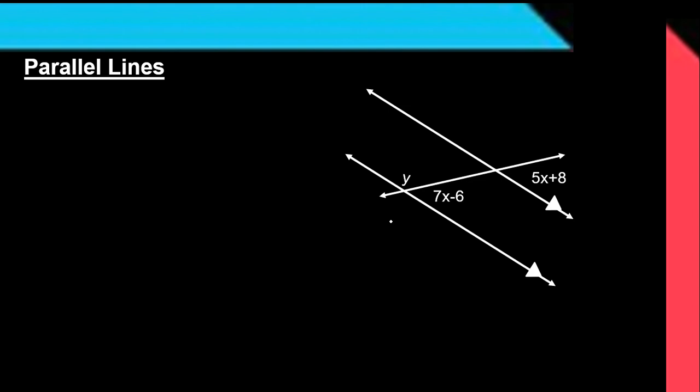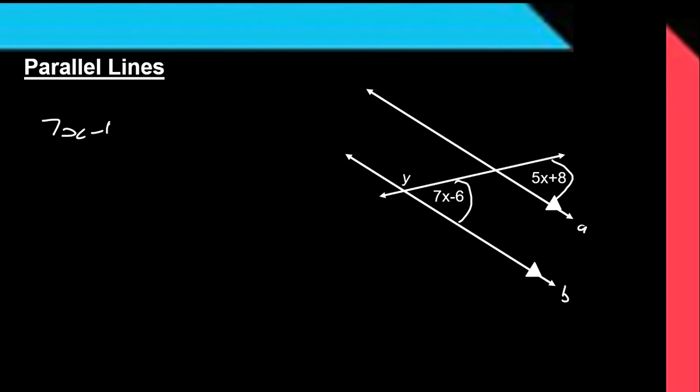One more question then. So here we have two parallel lines. I'm going to call this A and B. And I'm going to work out what X is and what Y is. Okay, so I need to look at the diagram. I can't put X and Y together. They're two unknown variables, so I'm going to try and avoid that. Well, I know that 7x minus 6 and 5x plus 8, they are corresponding angles, which means they are congruent.